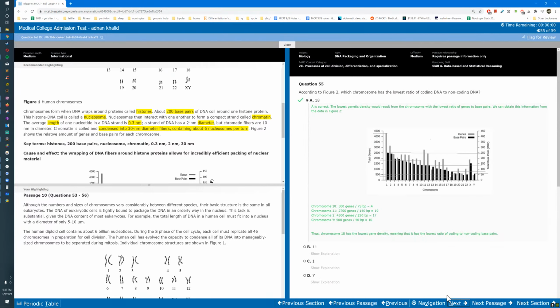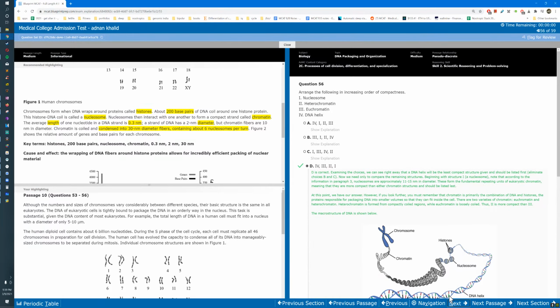Here, I just looked at it, and 18 is the only one that has much fewer genes than base pairs, so I just chose that. Over here, you definitely need the DNA helix to be the least compact at the beginning, so B and C are out.